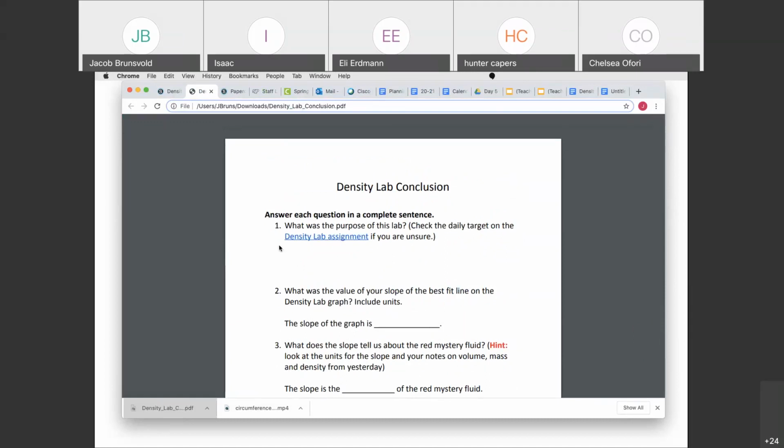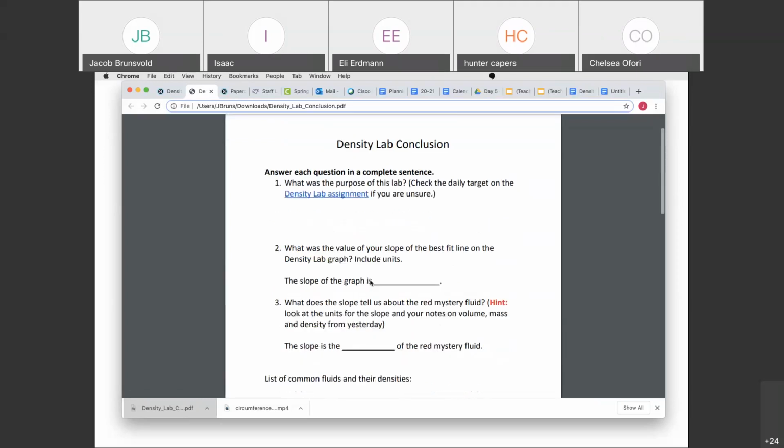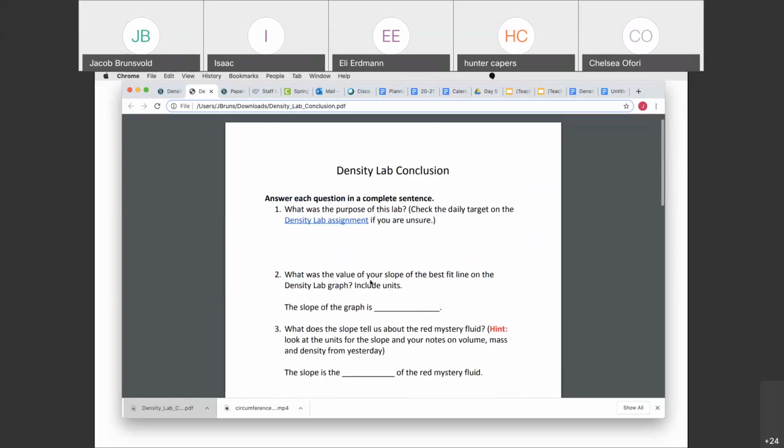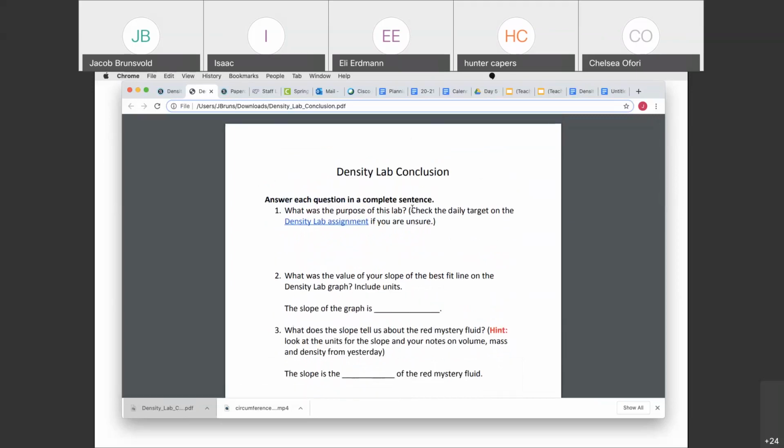First question is, what is the purpose of this lab? If you can't remember what that is, just click on this link, and that should take you to the first assignment that we did for this lab. And the purpose is written on there. It's just called Daily Target. So you can literally just copy. Now, one thing I do say is answer each question in a complete sentence. For a lot of these, I put a sentence stem on there, so really, you just have to finish it.